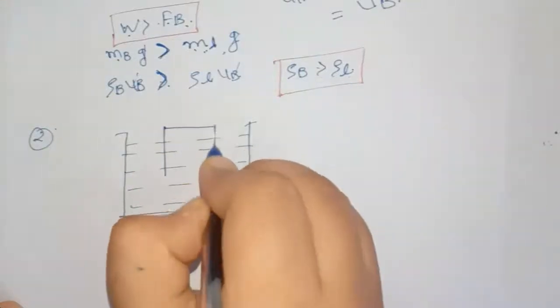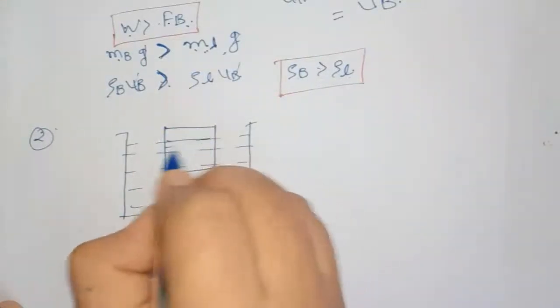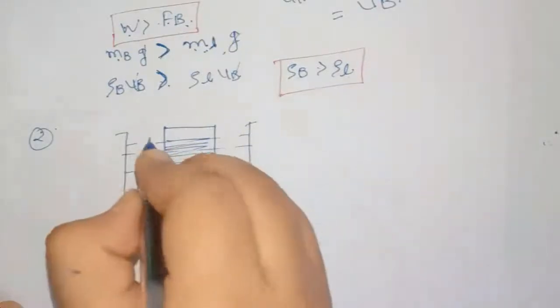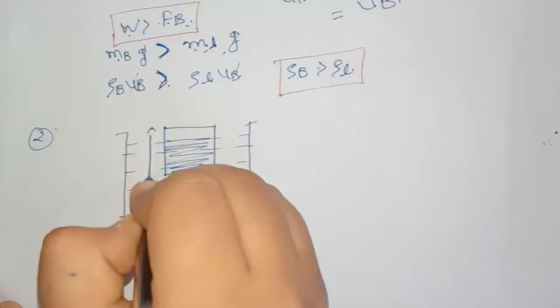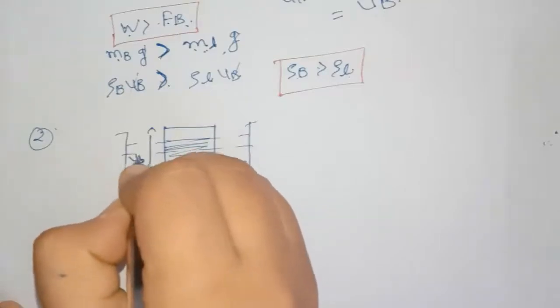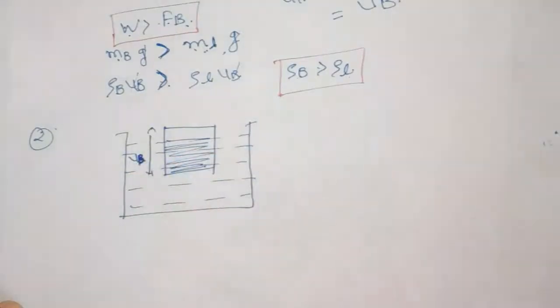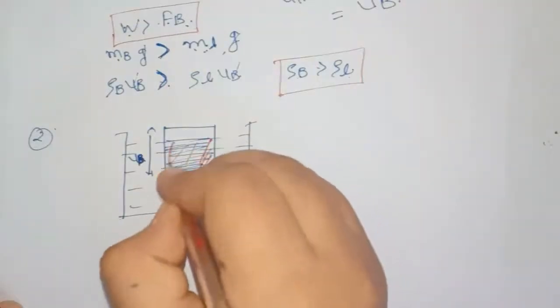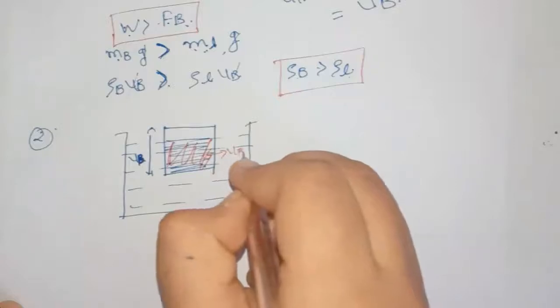Let's say some part of the object is inside and some part is outside. The total volume of the body is VB and the volume of the body inside is VB dash.